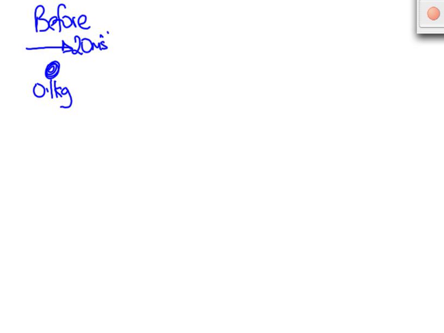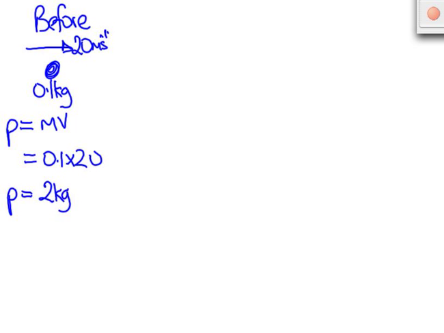Let's calculate the momentum before the ball is hit by a racket. So P is equal to mv, and we can substitute. The mass is 0.1 kilograms and the speed is 20 meters per second. That means that the momentum before the collision is 2 kilogram meters per second.